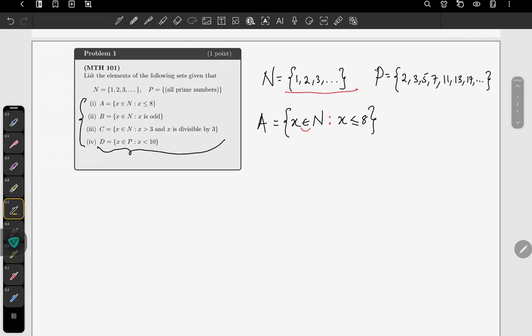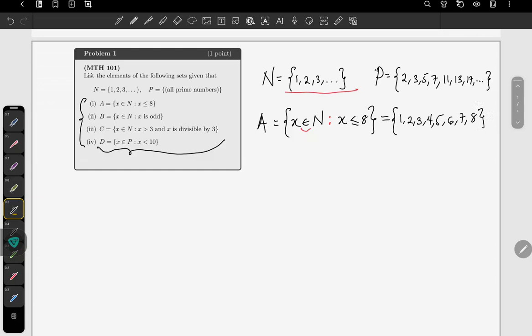The first part tells us where to pick the elements of A from, and the answer is N. The second part tells us which elements of N we are picking: those that are less than or equal to 8. To list them, we use curly brackets, the braces. So we have 1, 2, 3, 4, 5, 6, 7, and 8, with 8 included because it is less than or equal to 8. That's how to interpret set builder notation.